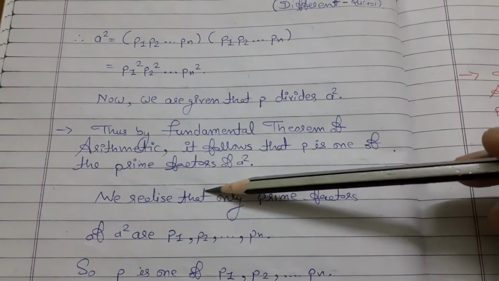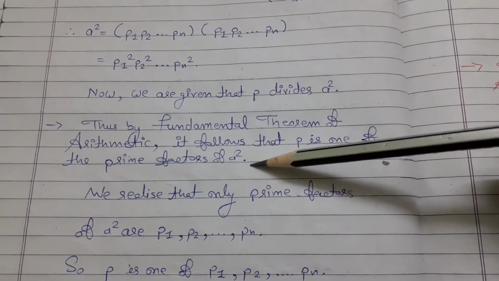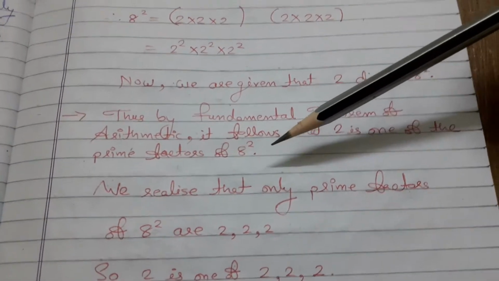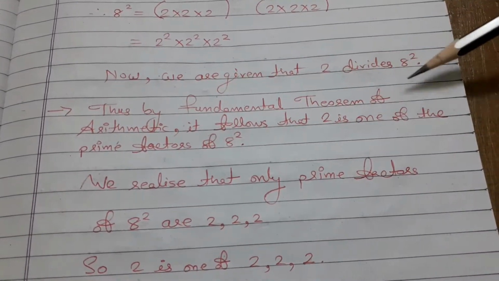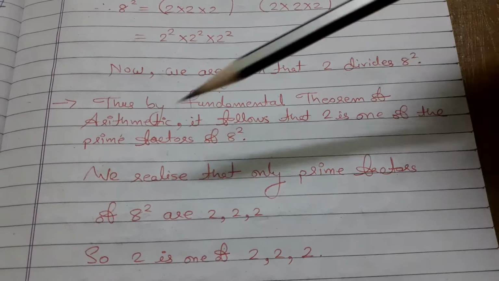Thus, by the fundamental theorem of arithmetic, it follows that p is one of the prime factors of a square. Here p is 2 and a is 8. Thus, by the fundamental theorem of arithmetic, it follows that 2 is one of the prime factors of 8 square.